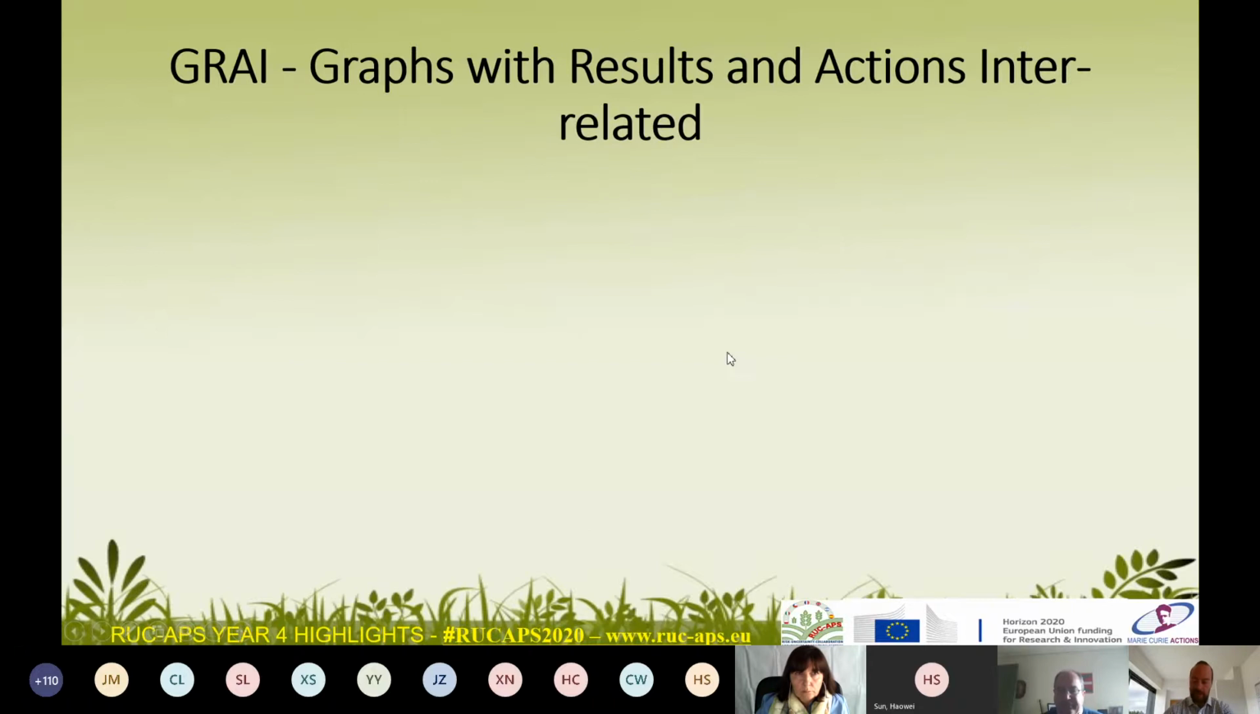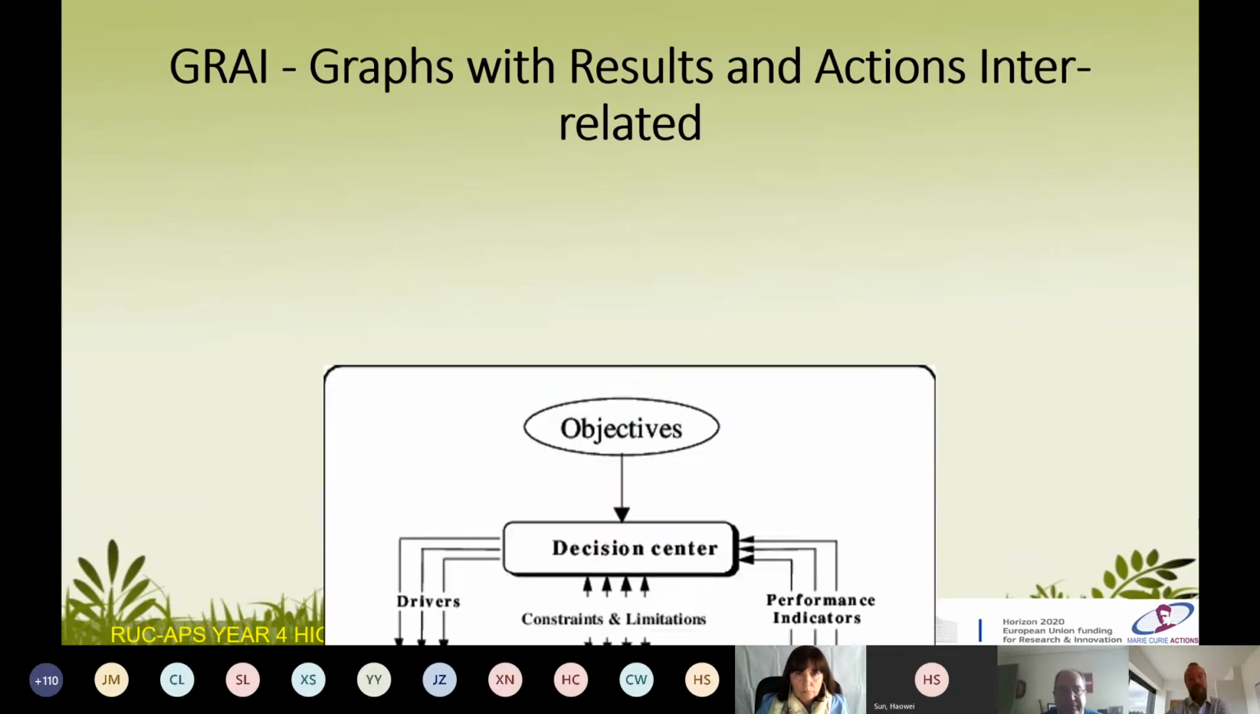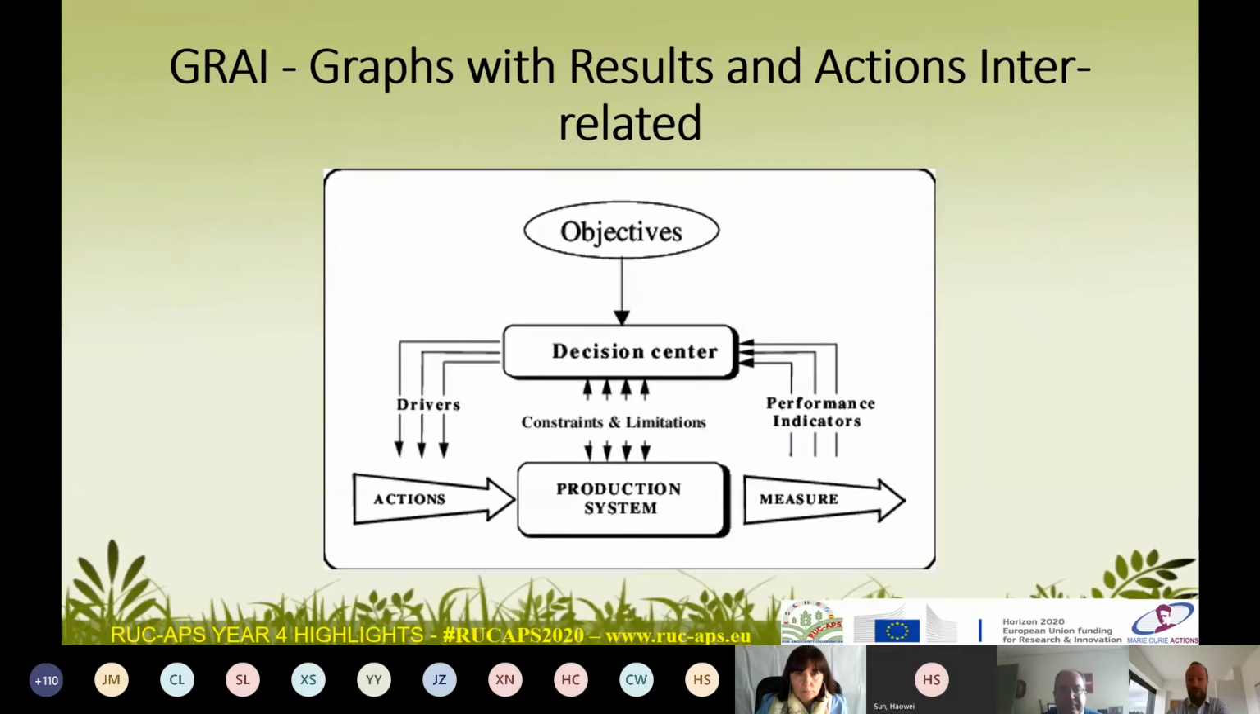The next tool I'm going to explain is GRAY, which is a graph with results and actions interrelated. Once we understood the main aspects to consider, especially regulation and how different actors need to collaborate, we need to understand aspects like what the objectives are, what the main decisions are, what the actions are, how we measure them, what the main drivers are, what the main constraints and limitations are, and also if there is any key performance indicator that we may consider.